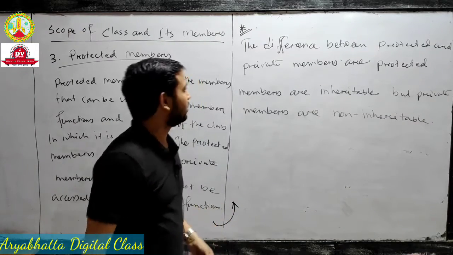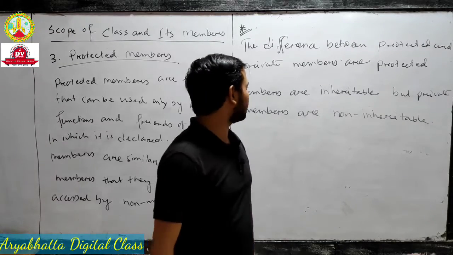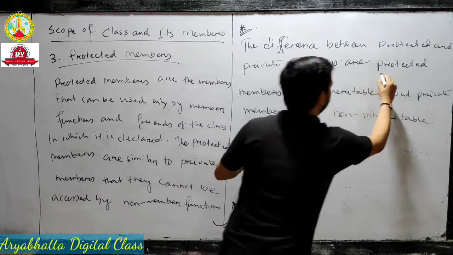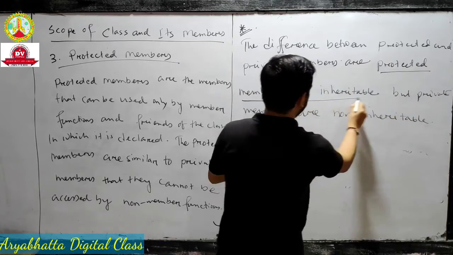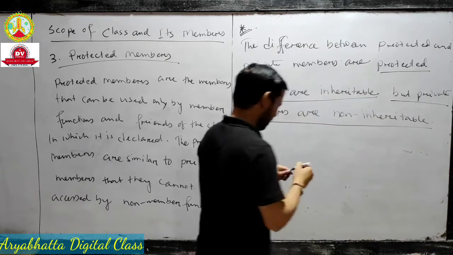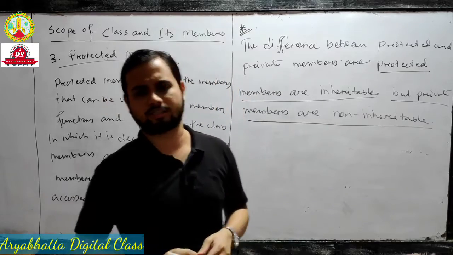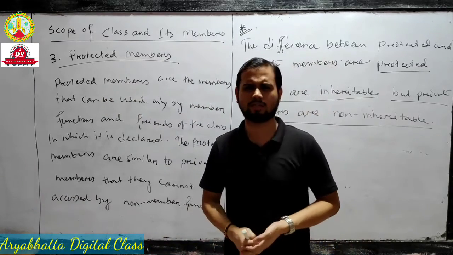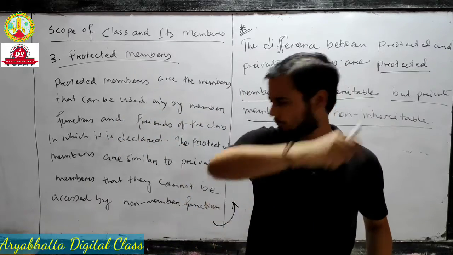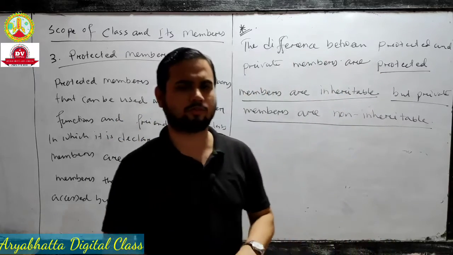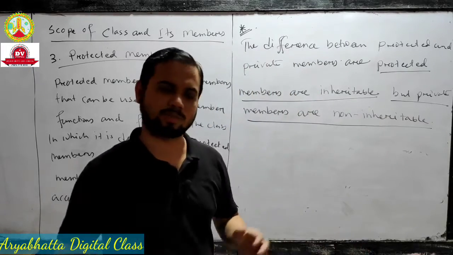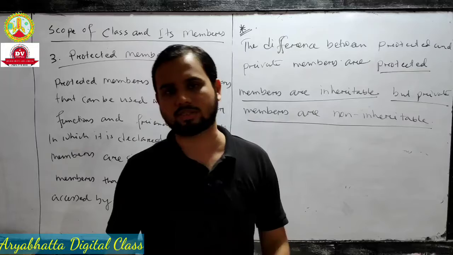What is the difference? The difference between protected and private members is that protected members are inheritable, but private members are non-inheritable. I hope you remember this. Almost in the last part of your syllabus, I will teach you inheritance. In first year there is not enough content for inheritance, but in second year one specific chapter is in your syllabus, inheritance.